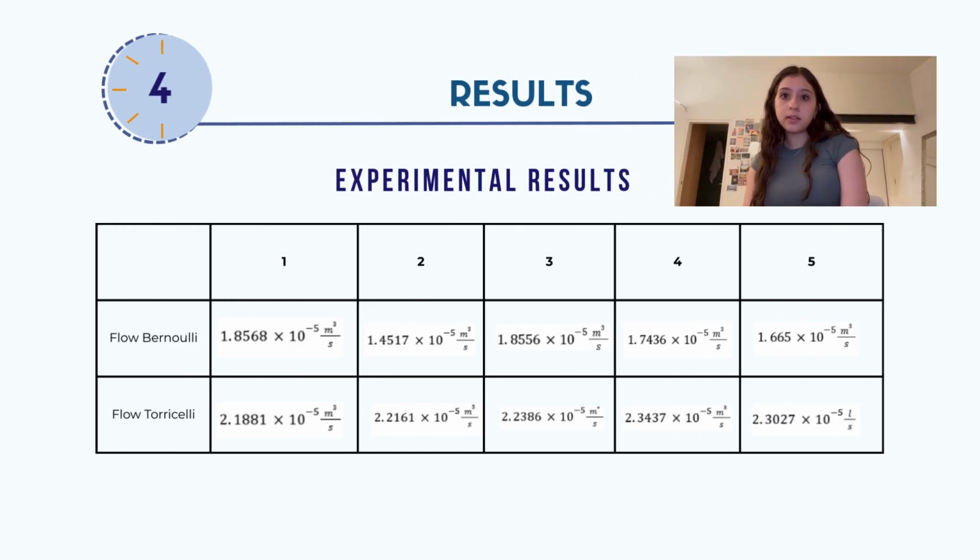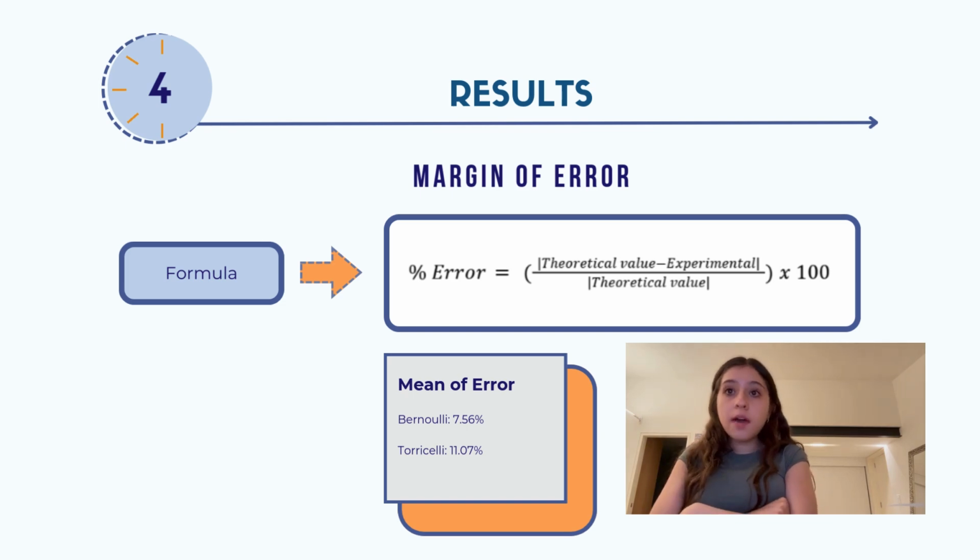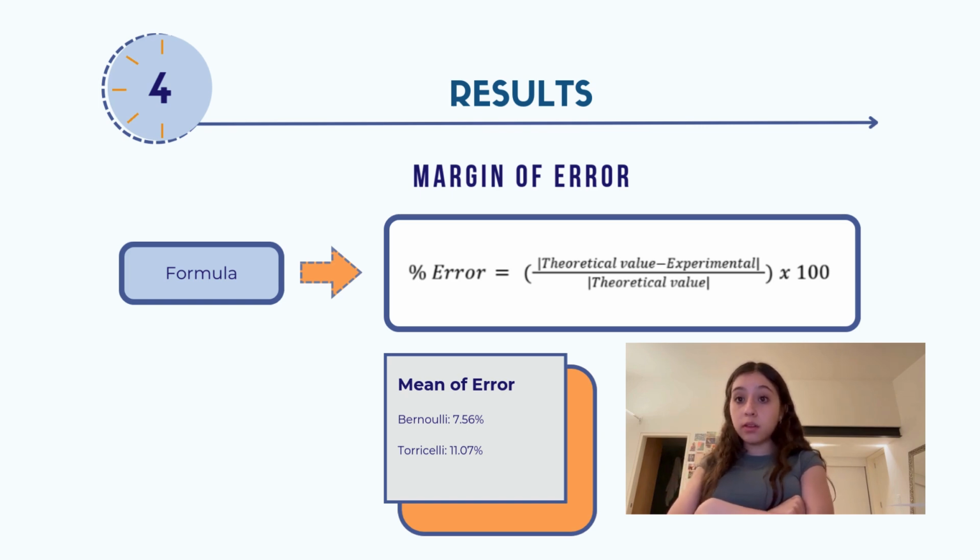With the data collected by Tracker, we calculate the experimental results with the formulas explained in the theoretical framework. As calculated in the theoretical results, we use the same procedures, just with different values given to us by Tracker. And finally, of the results, we have the margin of error. We use the formula that relates the theoretical and experimental values obtained.